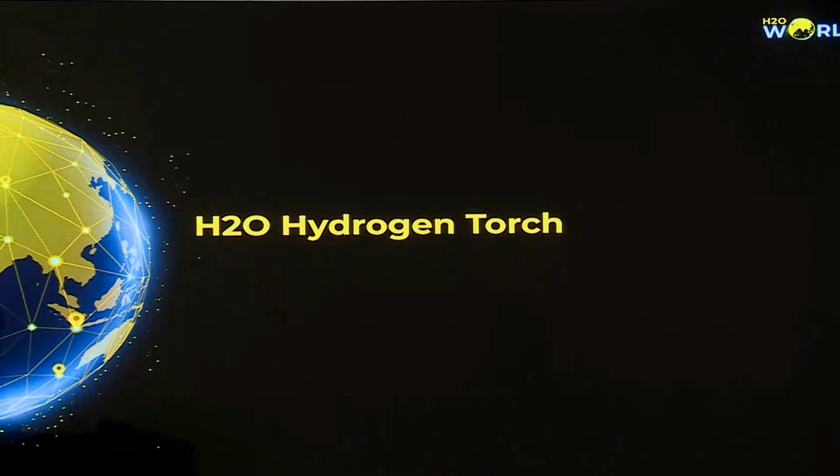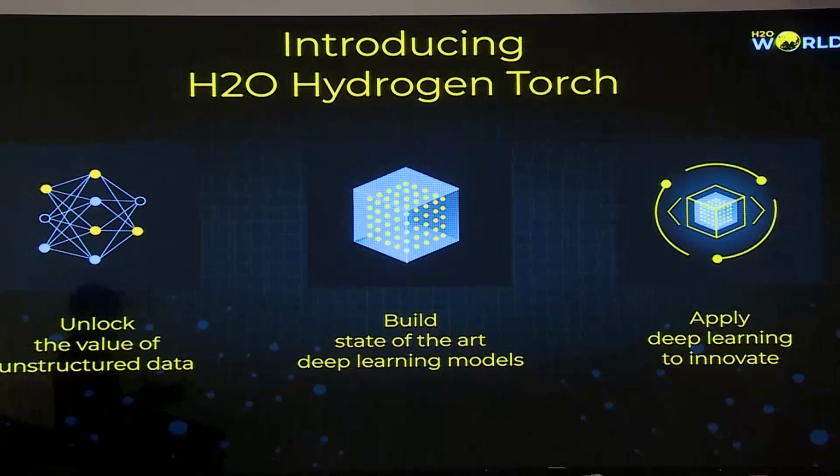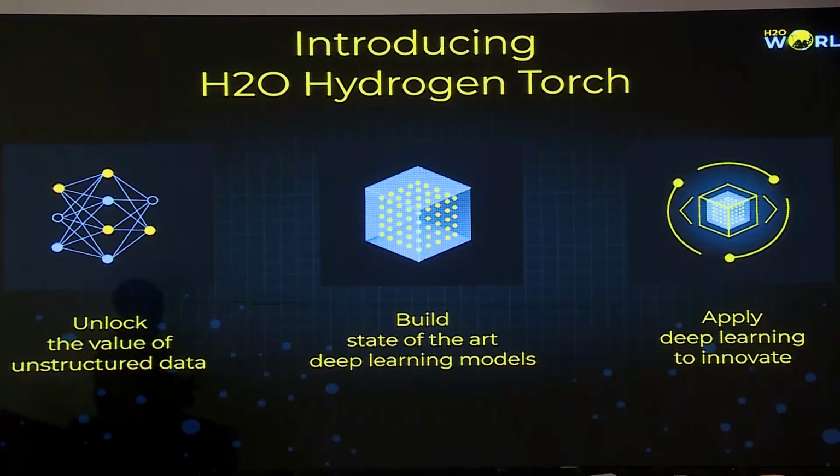Okay, so let's start with Hydrogen Torch. The first of the two platforms. This is the platform that allows you to build, train, and deploy deep learning models. And very, very simply, the first thing that it allows you to do is unlock the value of unstructured data.